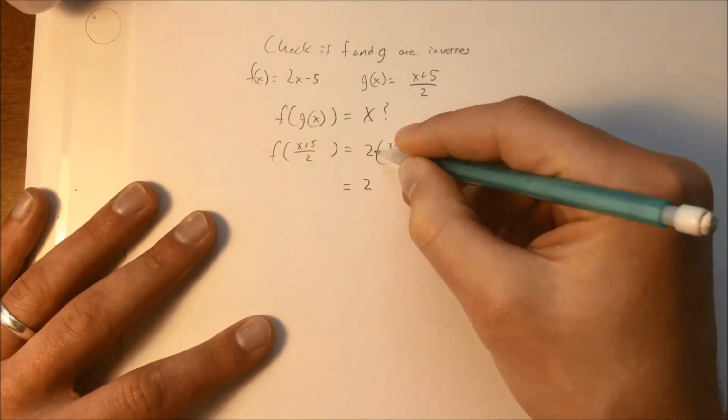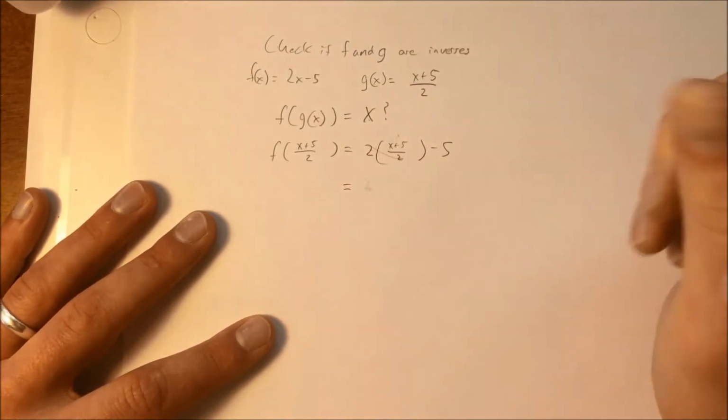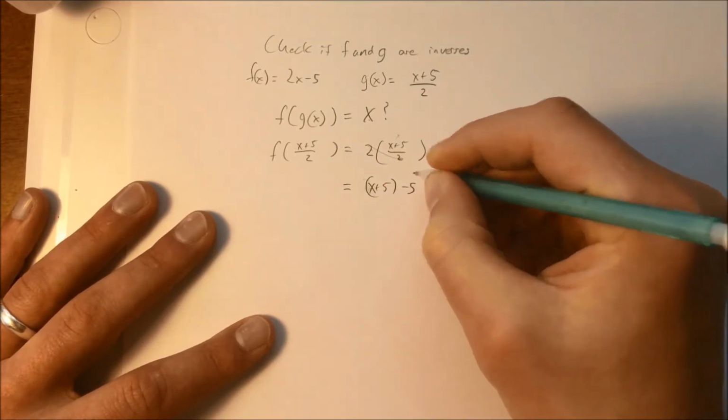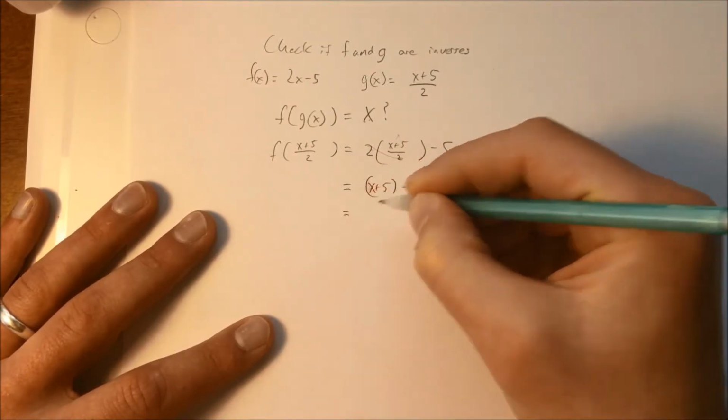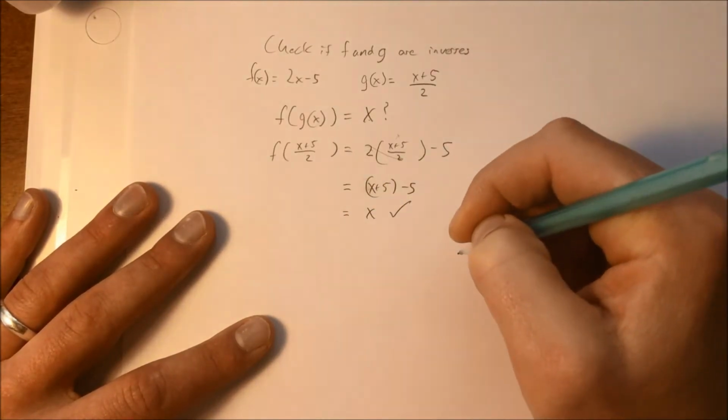So when I multiply this 2 times the 2 there, those are going to cancel out. So I'm going to get x plus 5 minus 5, and that's just going to give me x. Great, but that's not enough. Got to check the other way too.